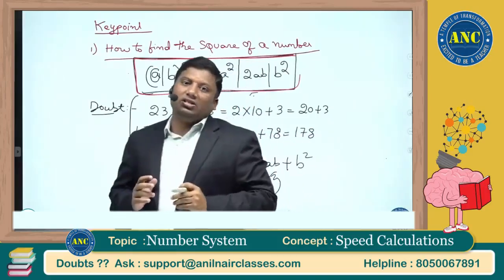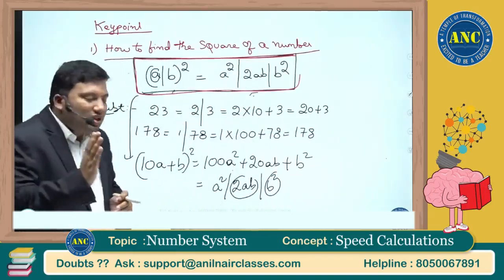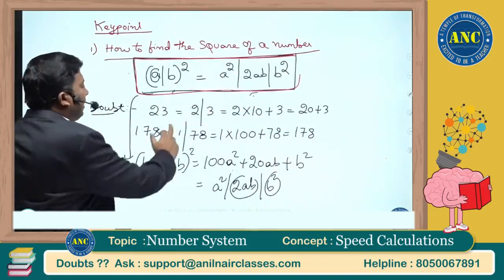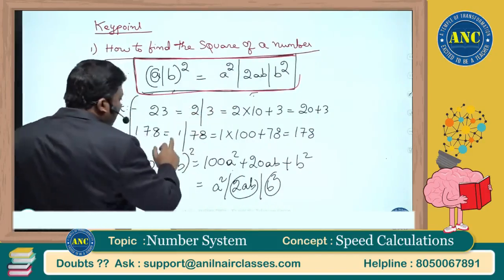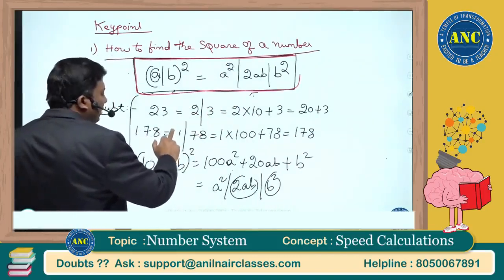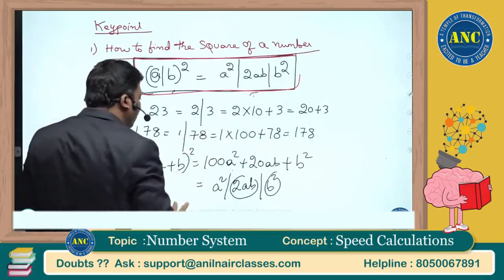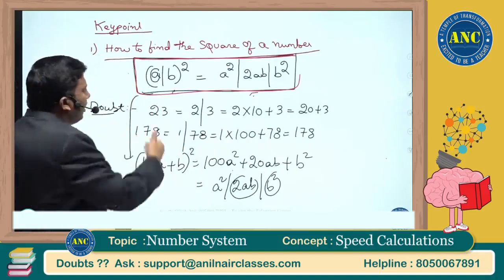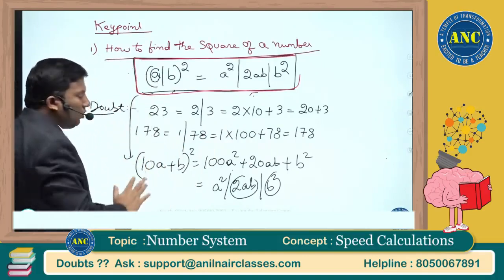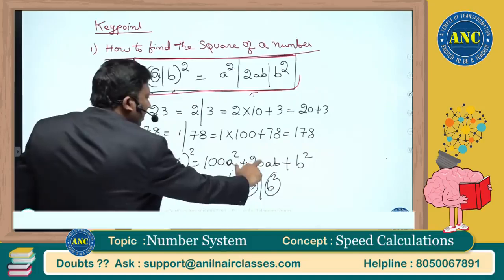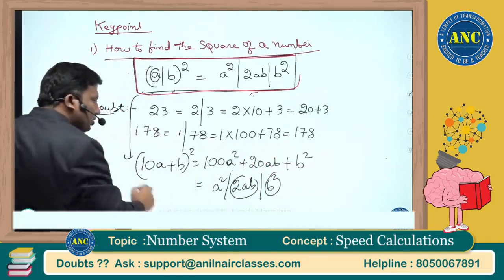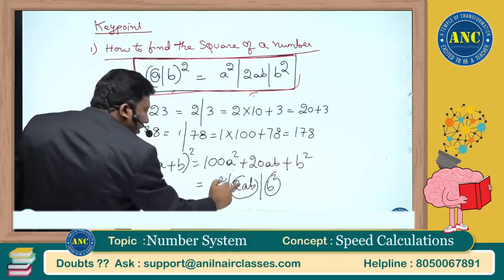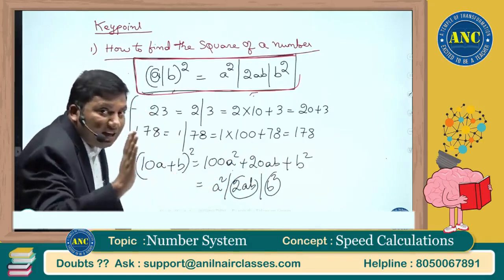Again, I am repeating this important key point. If the slash is kept before the tens place, it is 2 into 10 plus 3. If the slash is kept before the hundreds place, it is 1 into 100 plus 78. A is there in the tens place. Before a is the slash, so (10a plus b) whole square is 100a square plus 20ab plus b square. So b square, 2ab, a square.